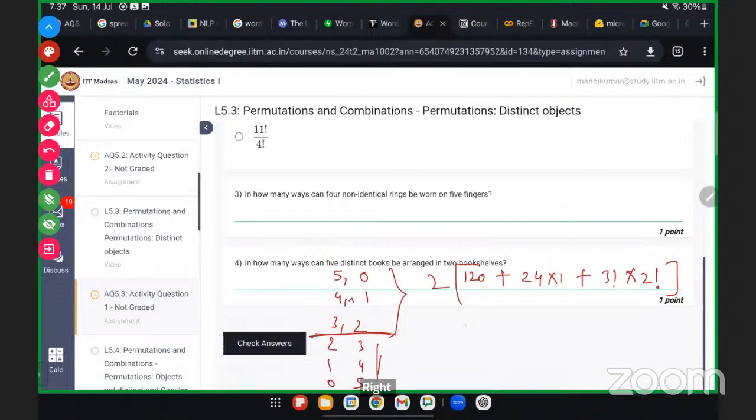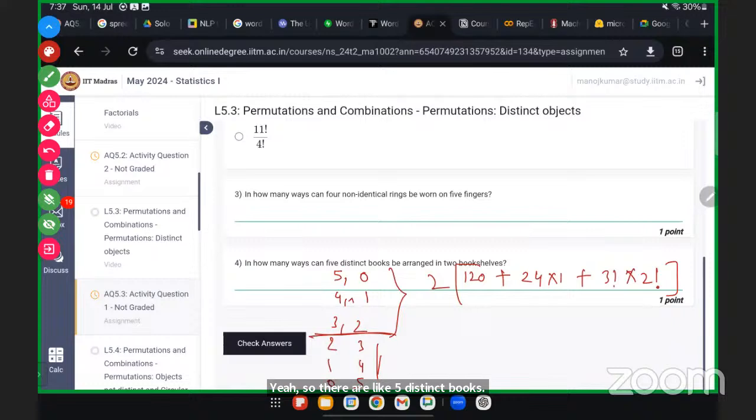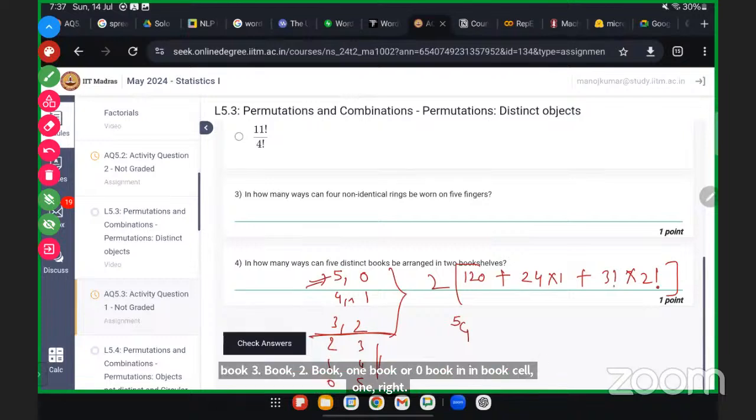Sir, can you repeat this question? Yes, there are 5 distinct books, and we arrange them in 2 bookshelves. So basically I need to choose the books, then arrange them. So select and arrange. I select some books: either 5, 4, 3, 2, 1, or 0 books in bookshelf 1, and the opposite case is also there. Then I have to arrange them.